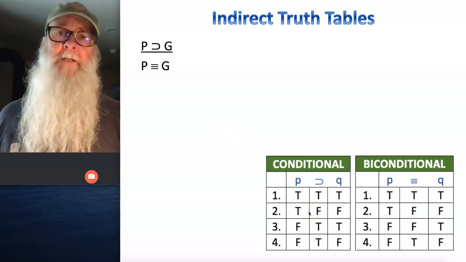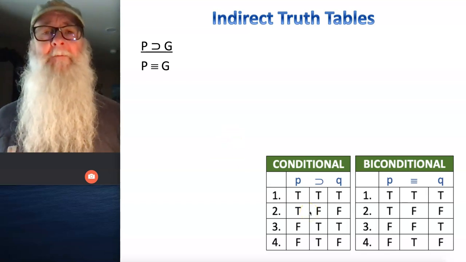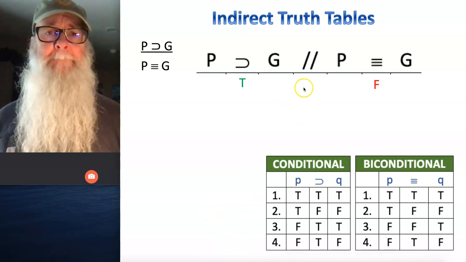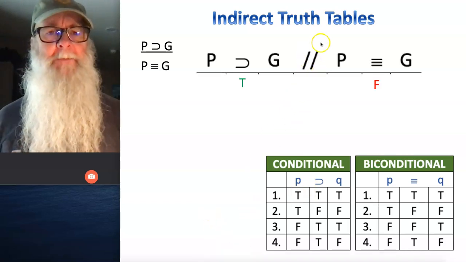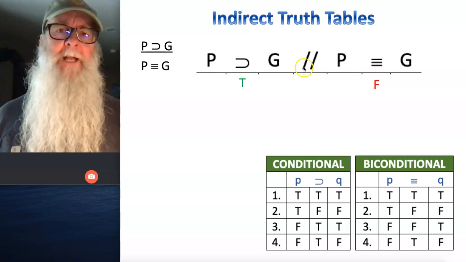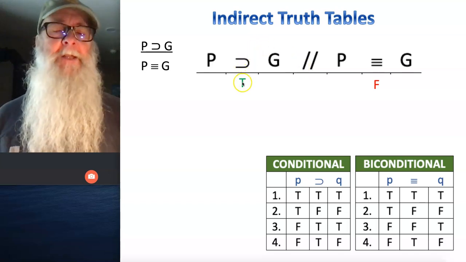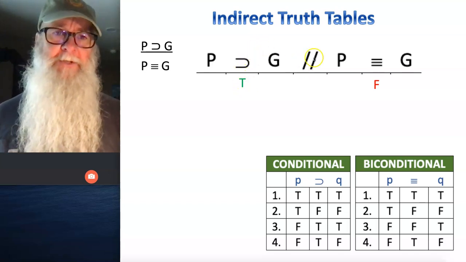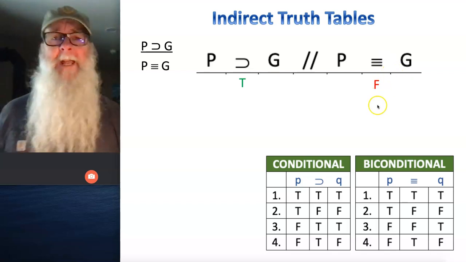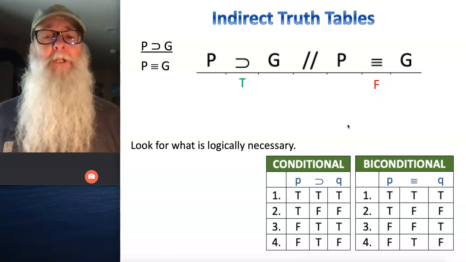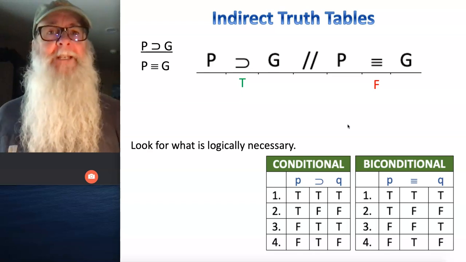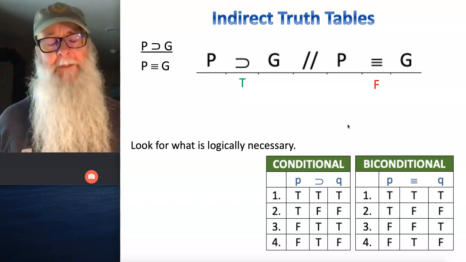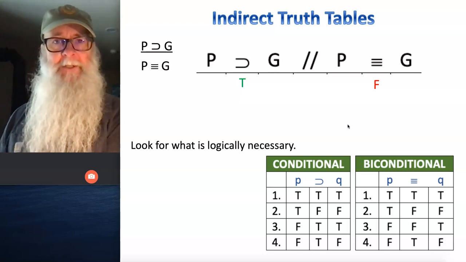So we're going to test this argument for validity with an indirect truth table by writing the argument out on a single line, separating our one premise from the conclusion with double slashes, and then assuming the premise statement is true and the conclusion statement is false. And then what we're going to do is look for what would be logically necessary for the other component parts of the argument given our starting assumptions.